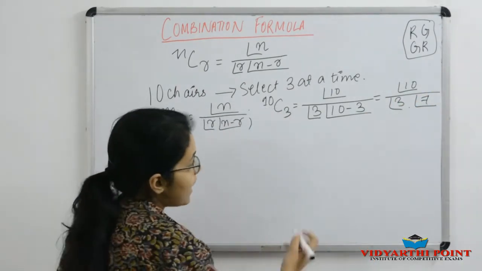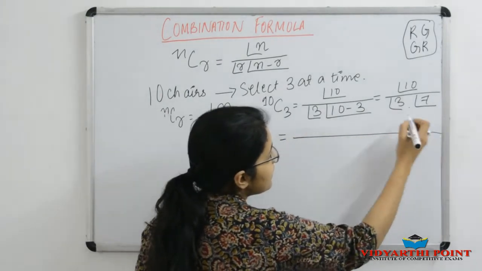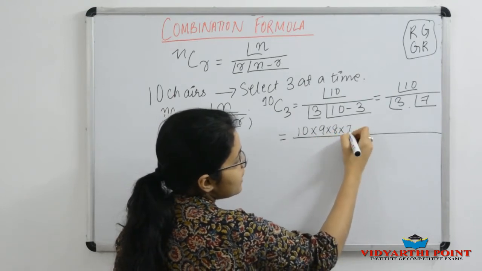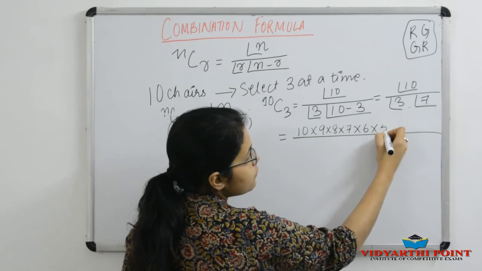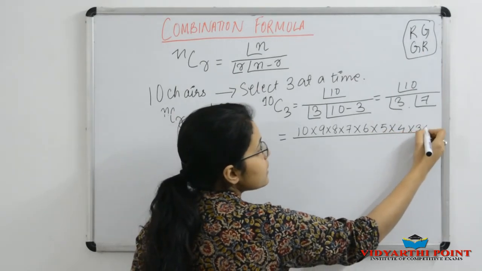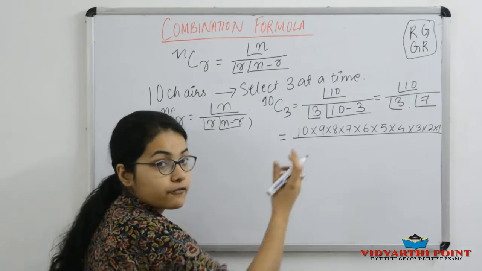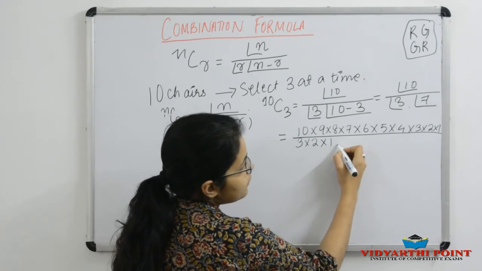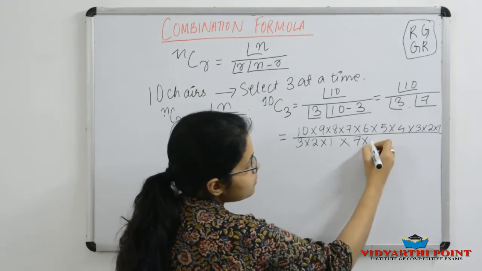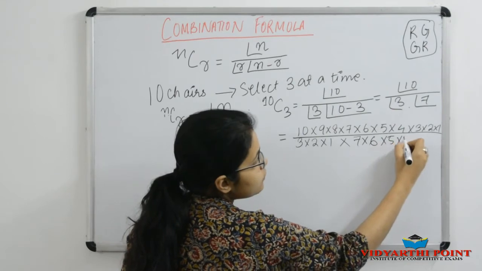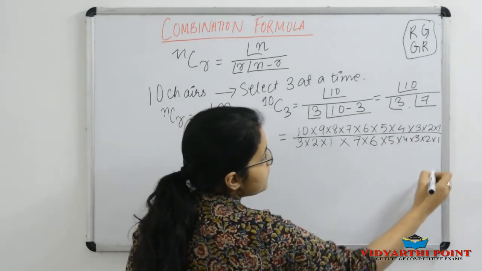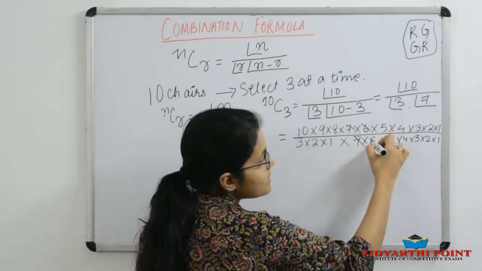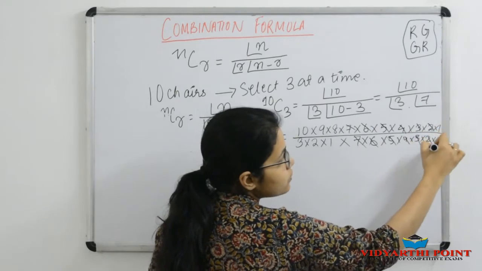Now let us write all the factorials. Factorial 10 will be 10 into 9 into 8 into 7 into 6 into 5 into 4 into 3 into 2 into 1. Factorial 3 will be 3 into 2 into 1. Then again factorial 7 will be 7 into 6 into 5 into 4 into 3 into 2 into 1. Now let us cancel them. 7 and 7 will get cancelled. 6, 6, 5, 5, 4, 4, 3, 3, 2, 2, 1.